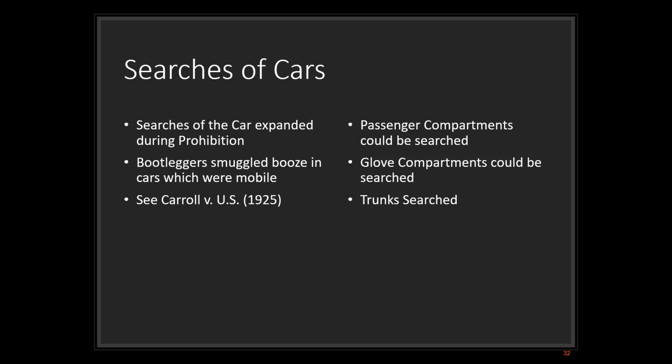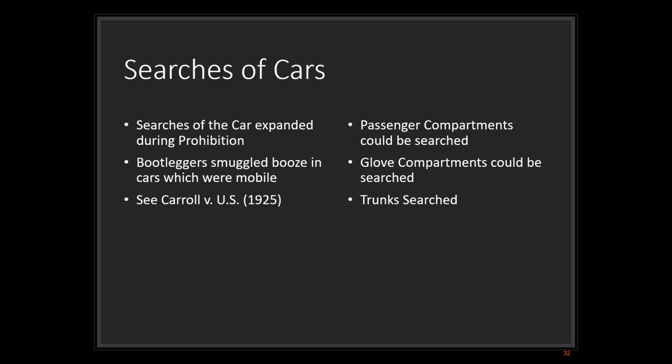This goes to Prohibition being the banning of alcohol. There was a lot of alcohol transportation going on there. Bootleggers were smuggling booze in cars, which are very mobile. In 1925, we have Carroll versus United States, saying passenger compartments can be searched, glove compartments can be searched, trunks can be searched. So it's very broad in 1925.